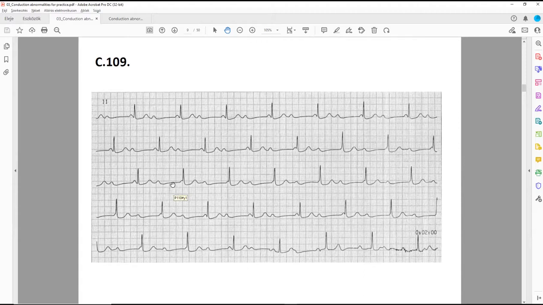No. This is lead 2 all the way. Now look at the PRs. It looks okay here, but look at here, they are not. So it looks like there is no connection between P and QRS.